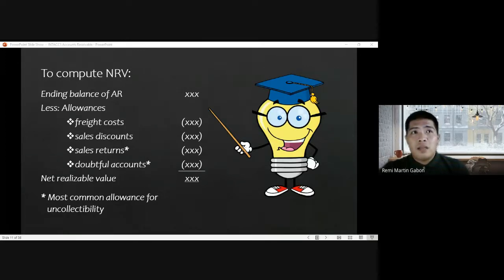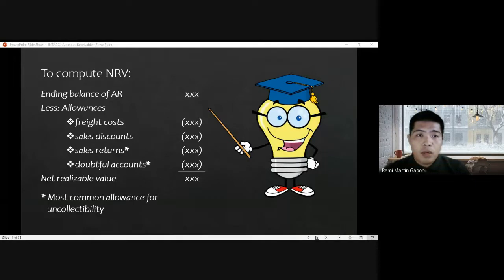But sometimes, especially if we are already at the end of the year, meron na tayong financial reporting, any anticipation or expectations for freight cost and sales discount, sales return and doubtful accounts, we need to set up allowances at the end of the year. So after deducting those four allowances, we can come up now with the amortized cost or the net realizable value of our accounts receivable. Okay?